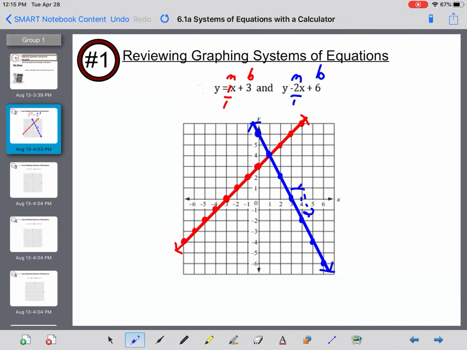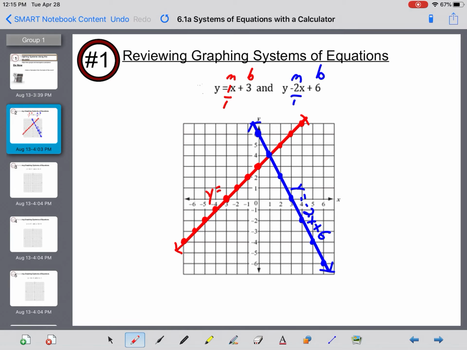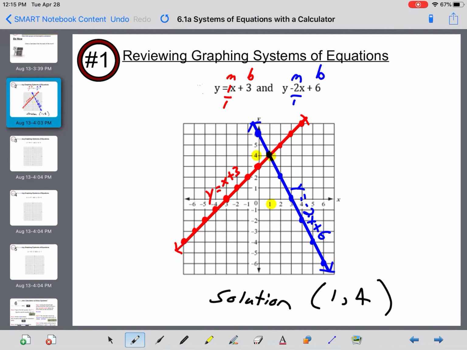and now I can label y equals negative 2x plus 6, and y equals x plus 3. My solution, or our intersection point, is located right here, and that's at the point 1, 4. So 1, 4 is our solution.